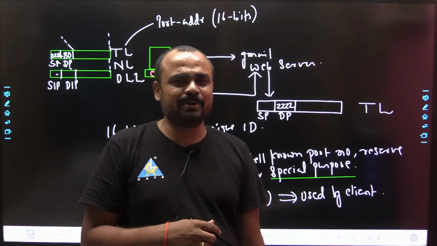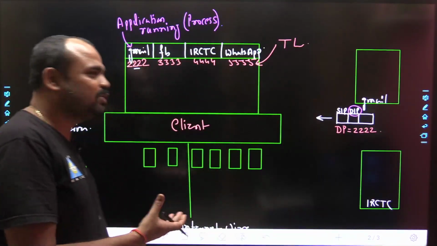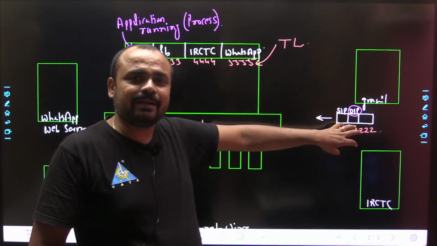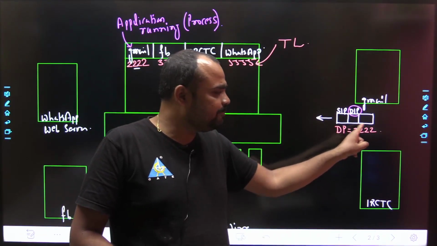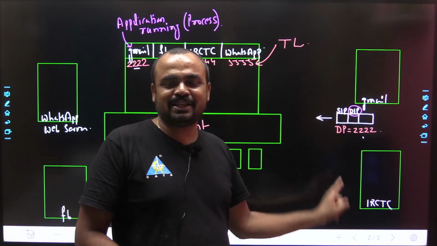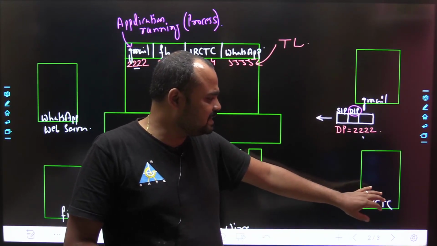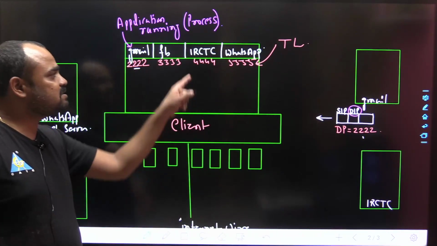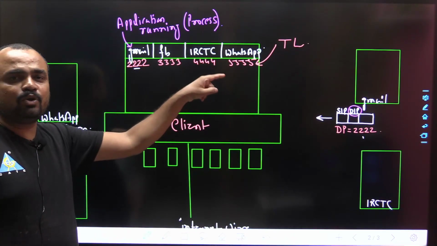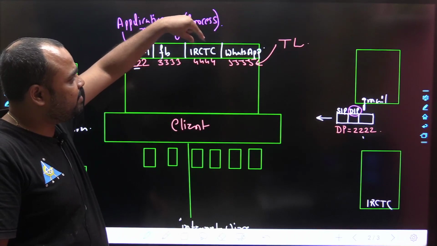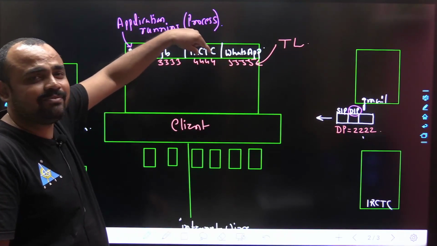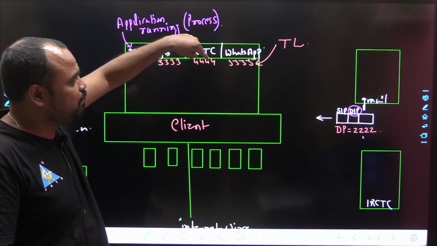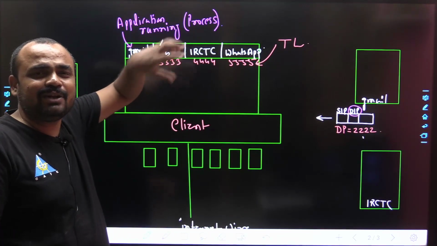The same thing is happening over here. Whenever the server replies to this particular query, in the destination port it will apply this one. Similarly, if IRCTC is replying to the query, it is going to use the destination port 4444, because whenever we started running the IRCTC web server, the client assigned a unique port number 4444 to this process. Are you getting my point or not?